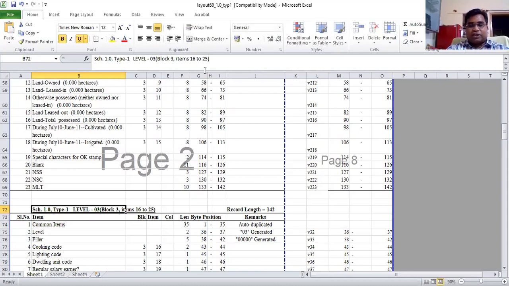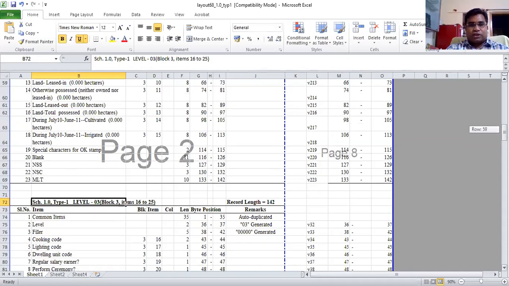So you can see that one level may not necessarily contain the information of a full block. It may consist of information of two blocks. It may contain information of half of a particular block. It may contain information of one and a half blocks. Anything might happen, so you need to be careful when you are looking at this layout file about what information corresponds to which level.